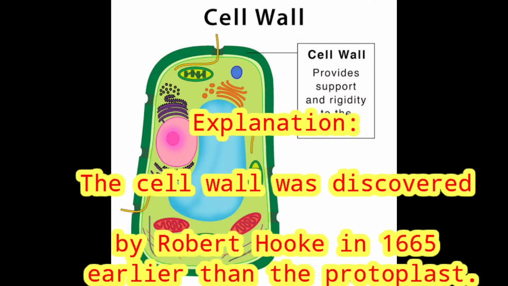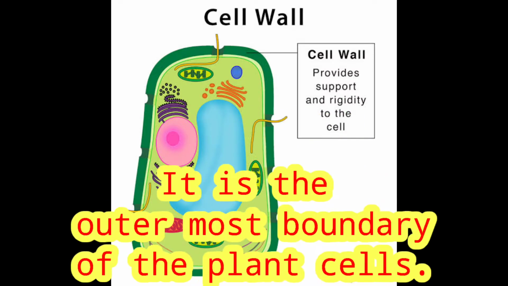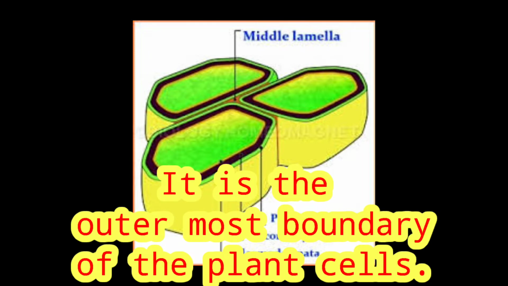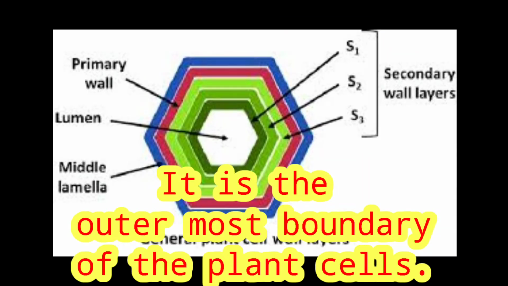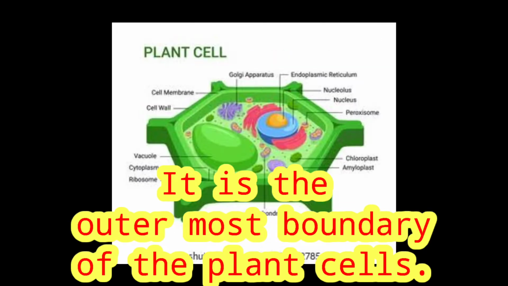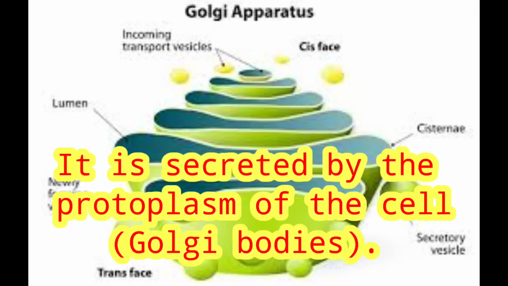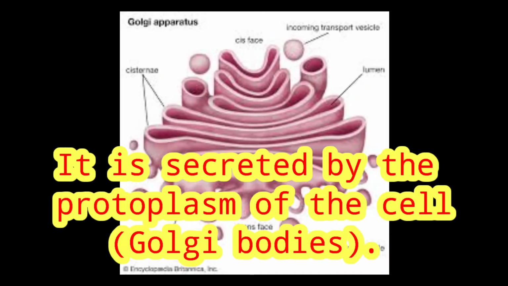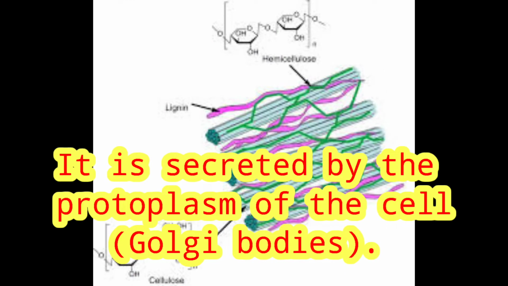It was discovered earlier than protoplast. It is the outermost boundary of the plant cells. It means the plant cells contain cell wall, then cell membrane. It is secreted by protoplasm of the cell, the organelle, which is known as Golgi bodies.